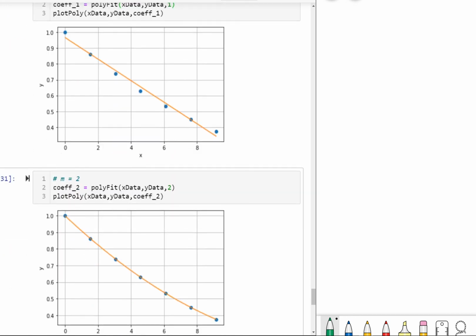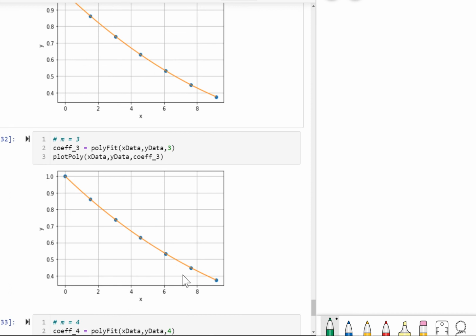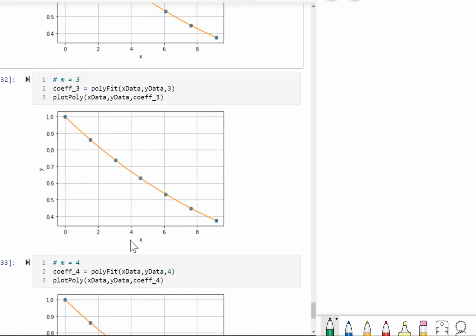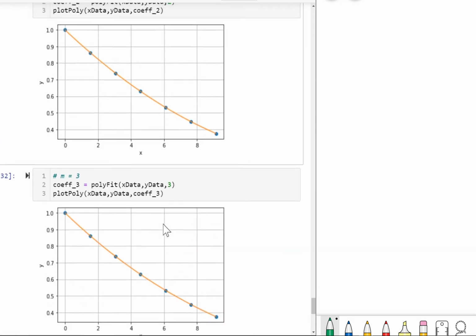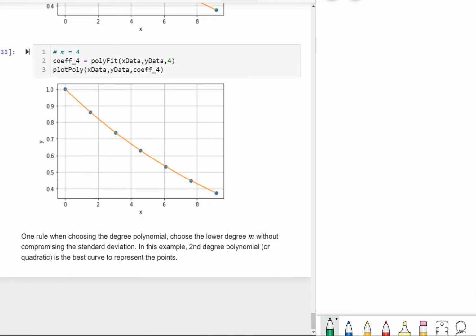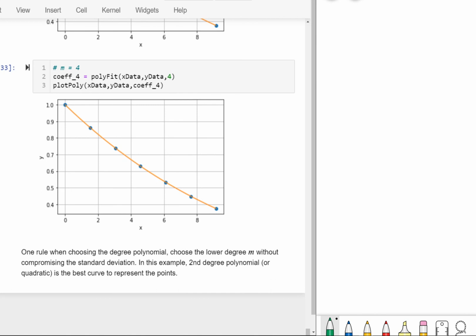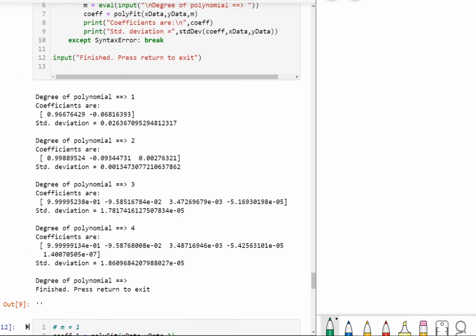And for the second, the quadratic, you can see a well distributed line that can really fit the points. For the third degree, it is almost similar to quadratic, and the fourth degree also. But in this case we will choose the second, m equal to 2, or the quadratic equation. One rule when choosing the degree of the polynomial: choose the lower degree m without compromising the standard deviation. Meaning in this example we choose the second degree because we have a lower standard deviation compared to the first.